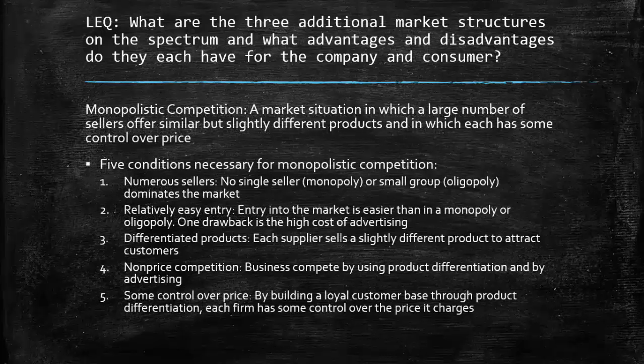So what is monopolistic competition? It is a market situation in which a large number of sellers offer similar but slightly different products, and in which each has some control over price. So as always, let's go over the conditions necessary for a monopolistically competitive market. Ooh, that's fun to say, monopolistically competitive.